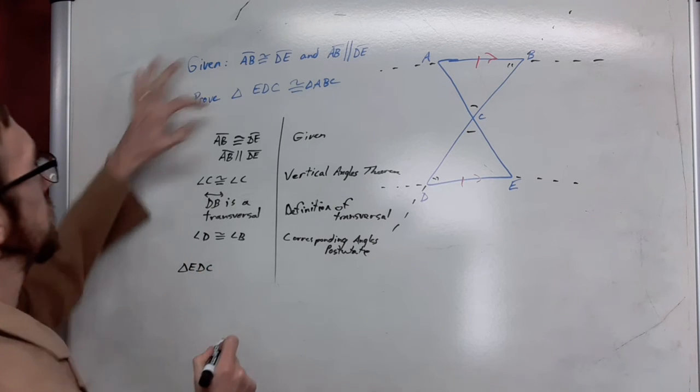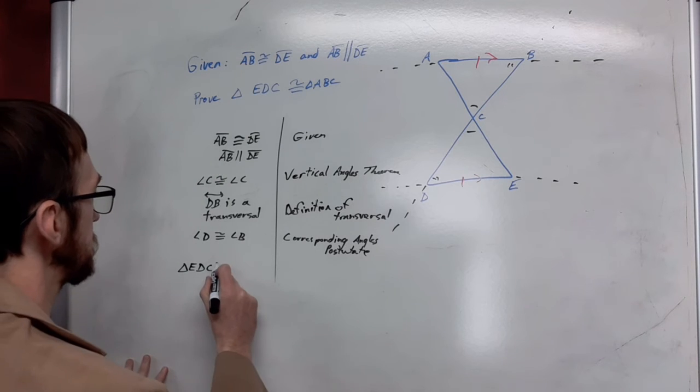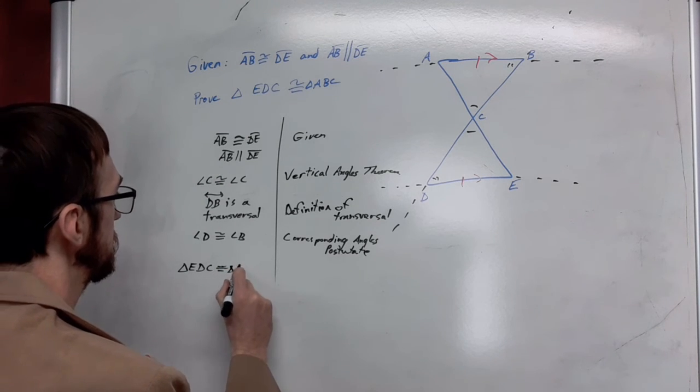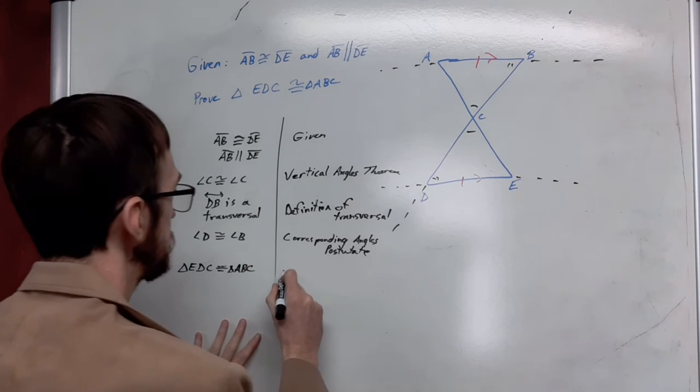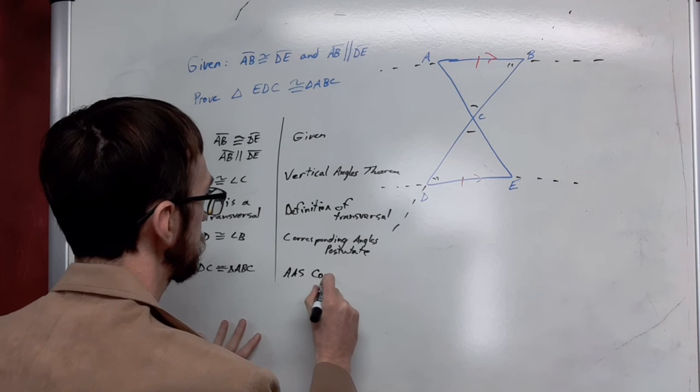So this is our line here from what we're trying to prove, just copied as our last line in our proof. And this is the angle-side congruence theorem.